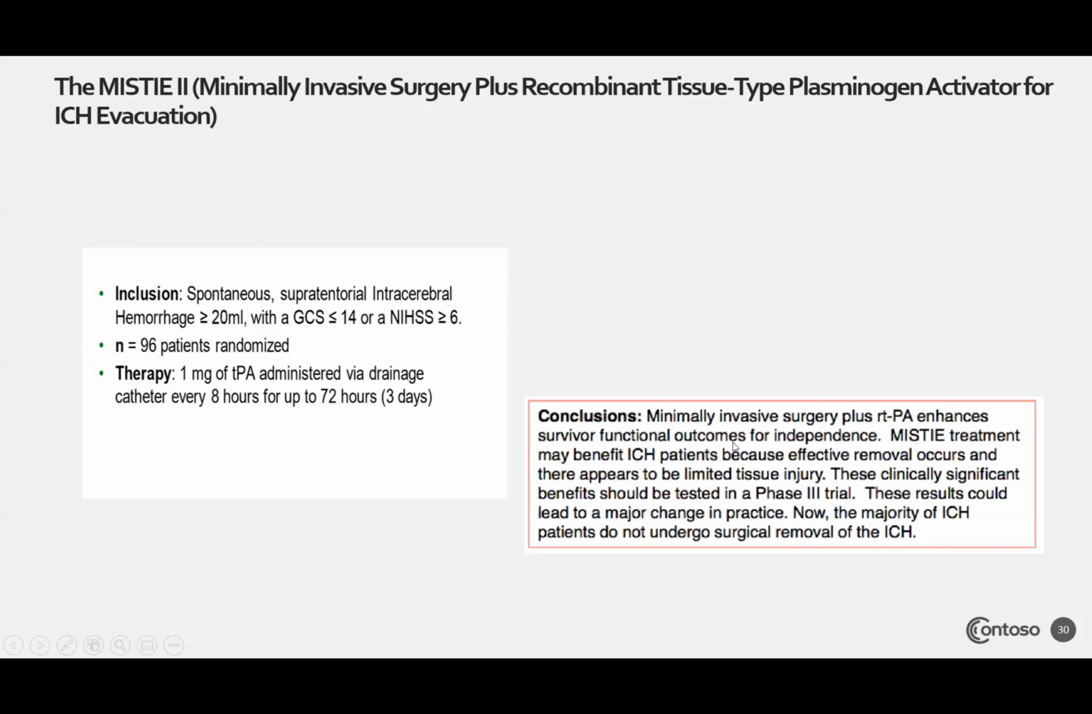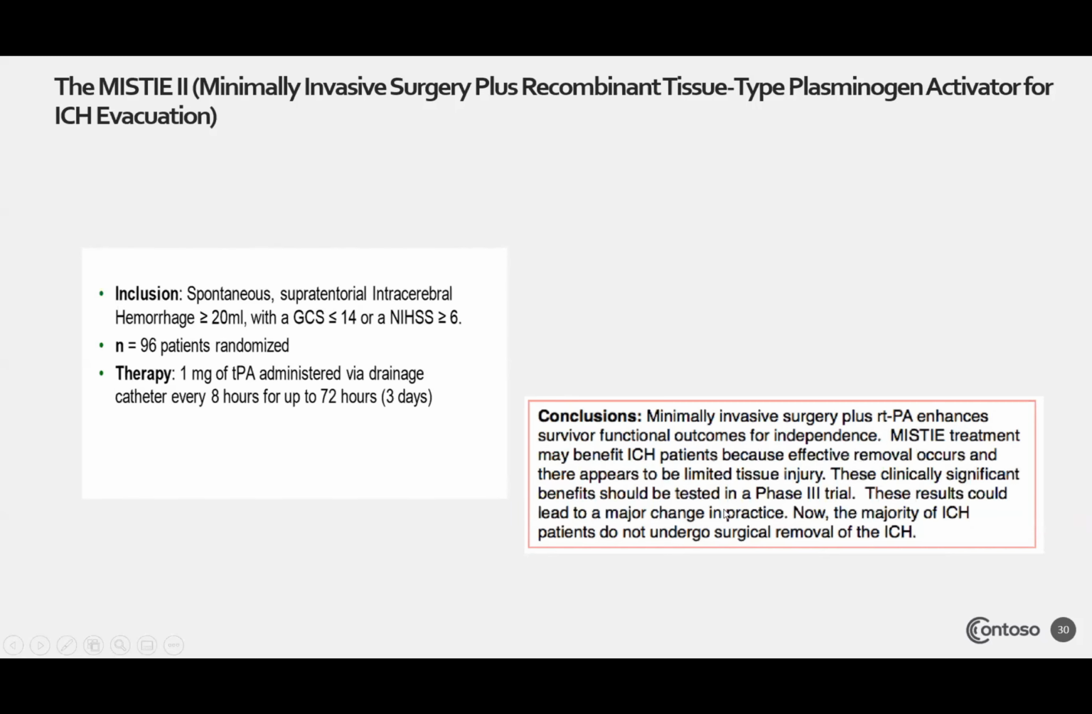MISTIE trials may benefit ICH patients because of effective removal of the clots that appears to occur with limited tissue injury. This clinically significant benefit should be tested in a phase 3, and there is a phase 3. These results should lead to a major change in practice.